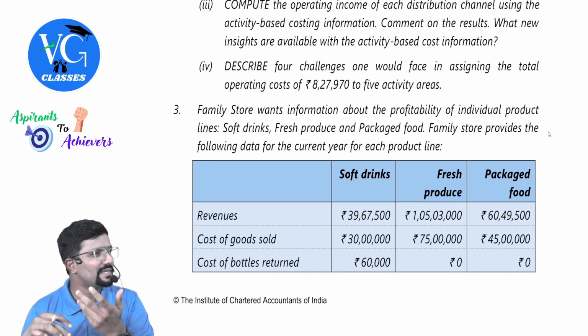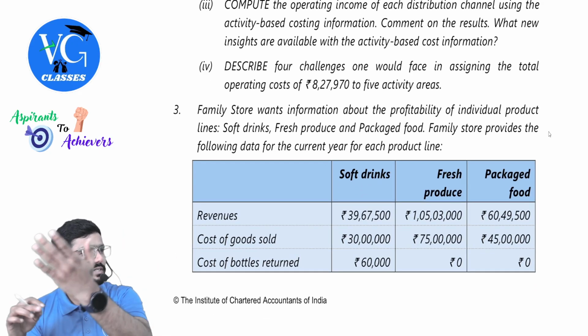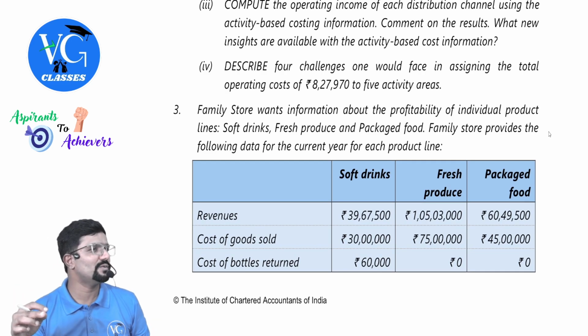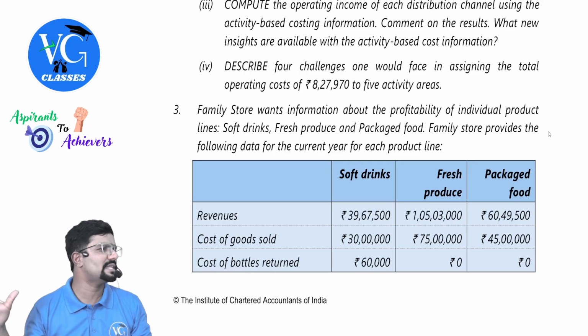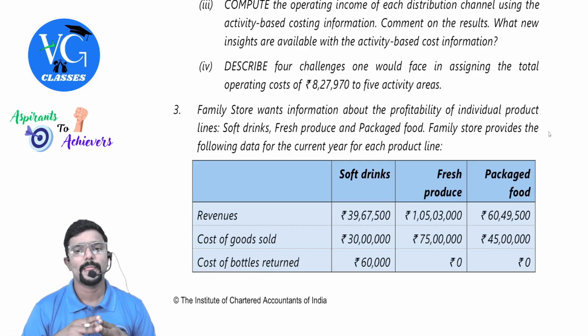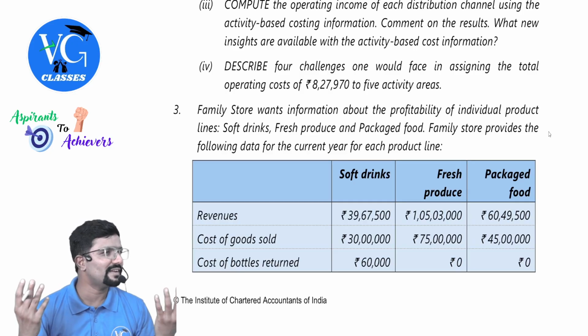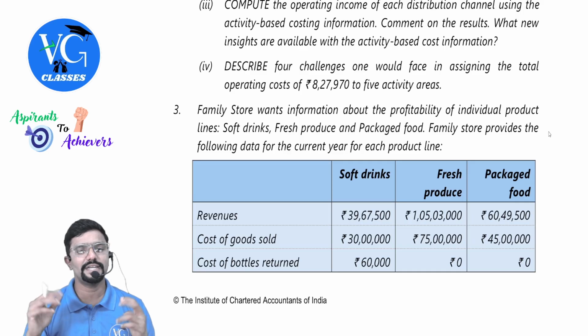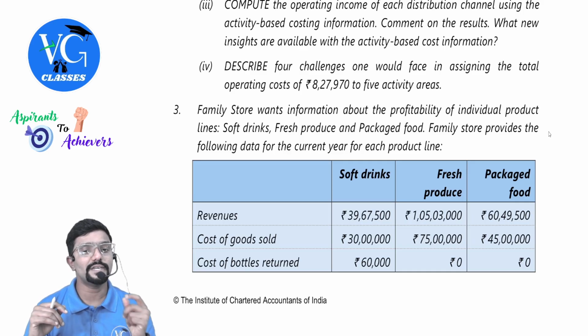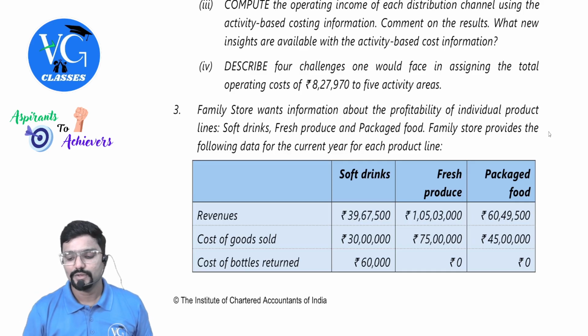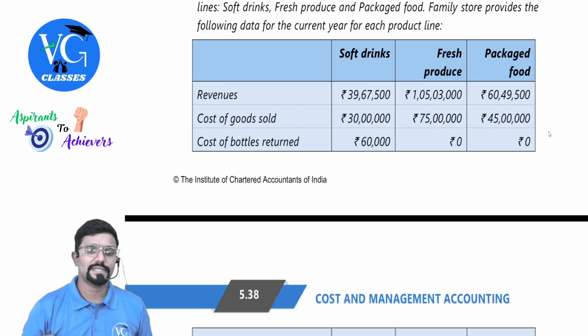Problem to problem, it will keep changing. One question market, one question customer, one question product. So different things can change, guys. Revenues, cost of goods sold is given. Very easy, sir. Can you calculate gross profit? Yes, straight away given. Cost of bottles returned is there only for soft drinks, guys.